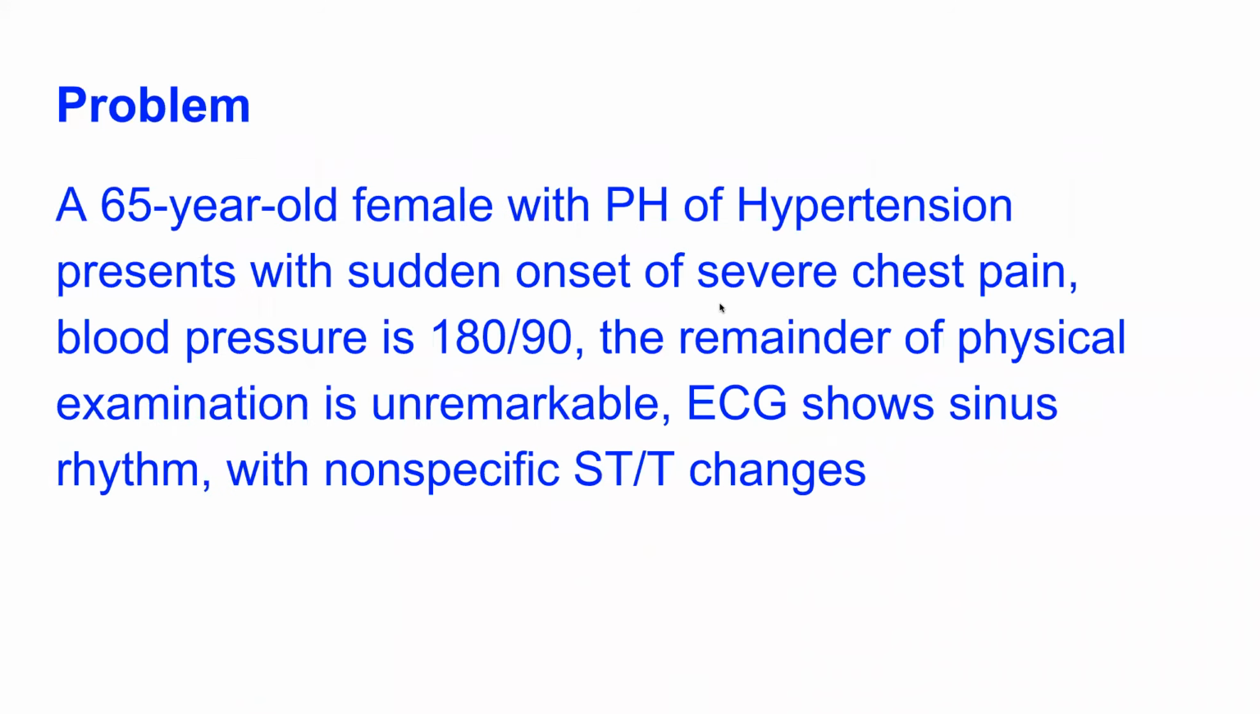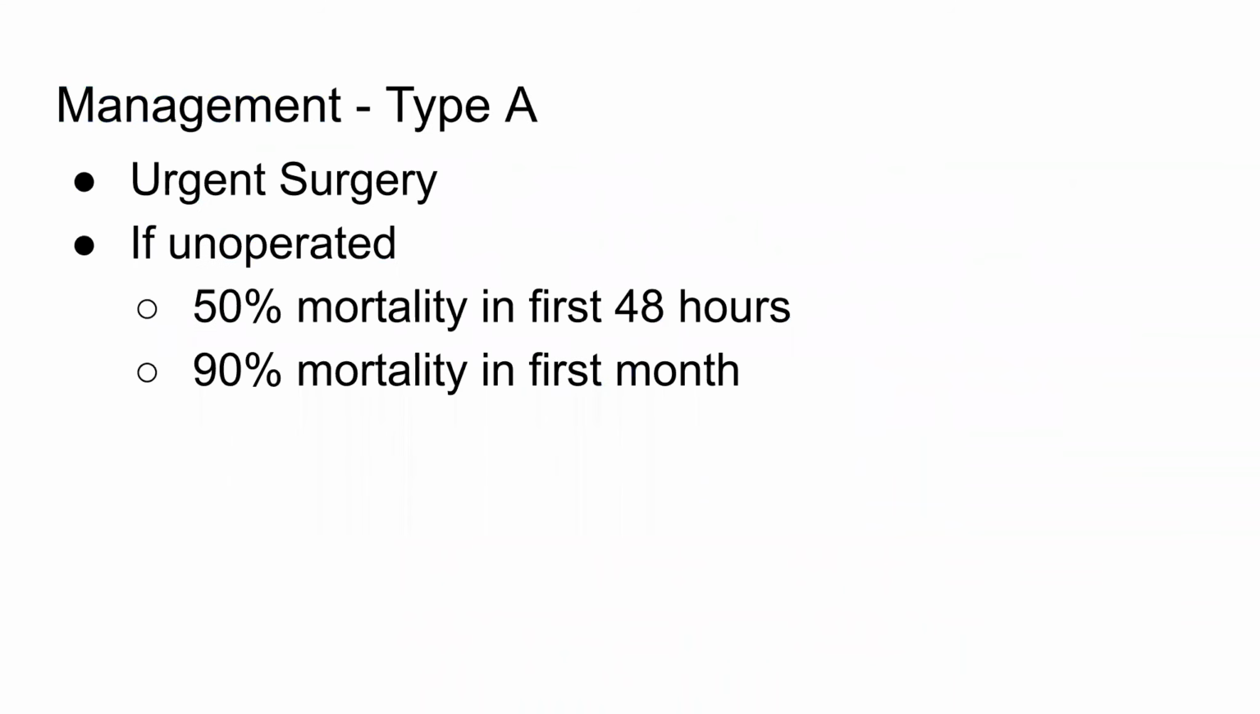So type A is a surgical emergency. If you don't operate on this patient, half of them will die in the first 48 hours. So that's why when it comes to seeing a patient who's got this condition, you have to bear in mind that if you do not do the surgery, this is very urgent, right? This is not something that can be postponed. You have to do it.